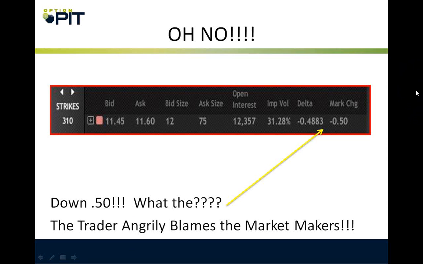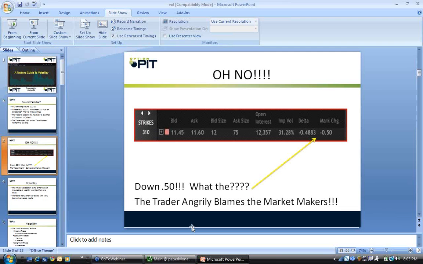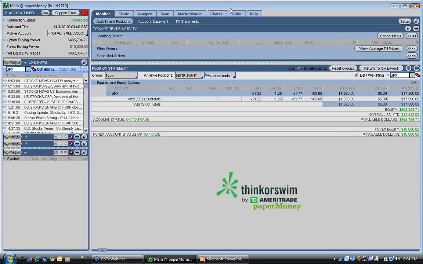Well, I'll give you guys 5 guesses to figure out what stock this is. And if it takes more than one, I will be sad. I'll be slightly depressed. What stock do you think this is? Apple. That's correct.